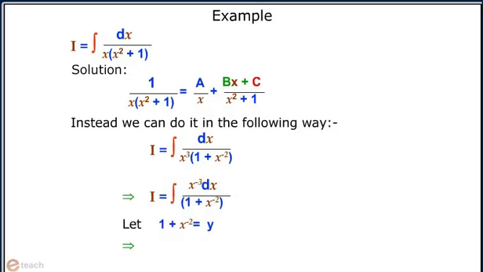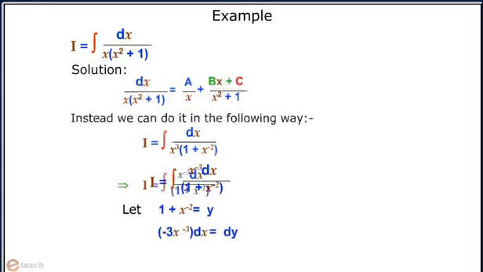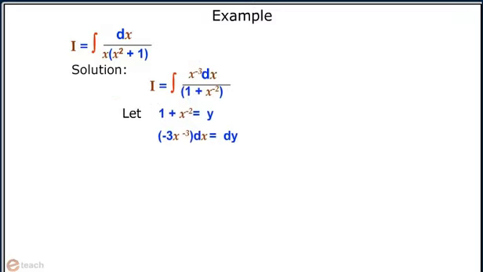Now putting 1 plus x to the power minus 2 as y and differentiating it, we get minus 2 x to the power minus 3 dx equals dy. Now after substitution, we get I equals minus 1 by 2 integration dy divided by y, which after integration equals minus 1 by 2 log of y plus c. Now replacing y with 1 plus x to the power minus 2, we get the answer as minus 1 by 2 log of mod of (1 plus x to the power minus 2) plus c.